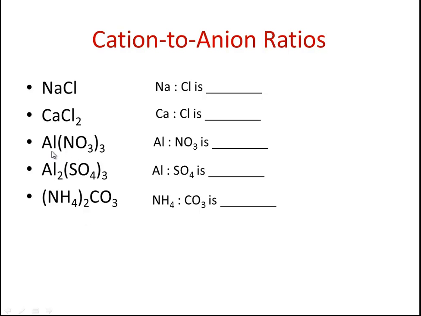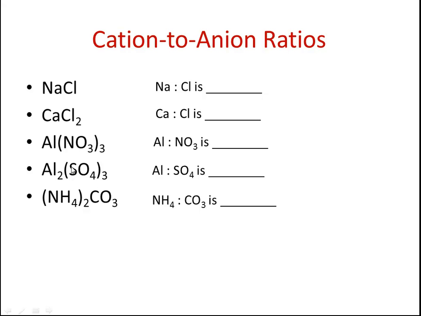So here it looks like there's one aluminum, and then here you see the NO3. This is a nitrate, just like we were talking about earlier. And we think of it as one self-contained unit. But because you have parentheses and a 3 out here, that means that there are 3 units of nitrate. So the aluminum to nitrate ratio is 1 to 3.